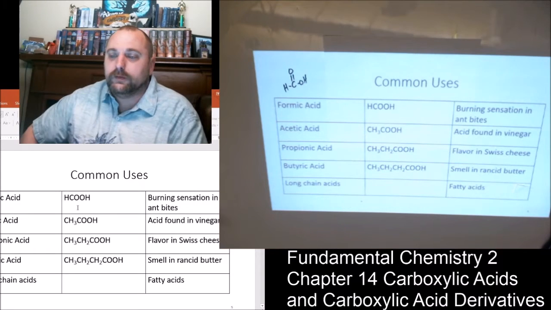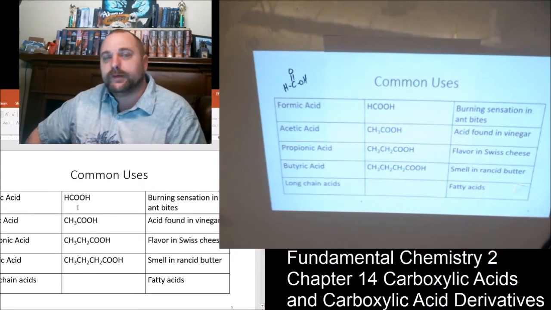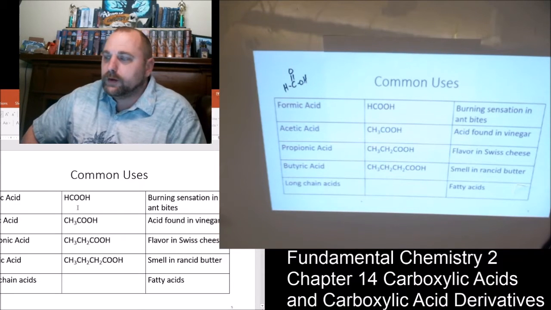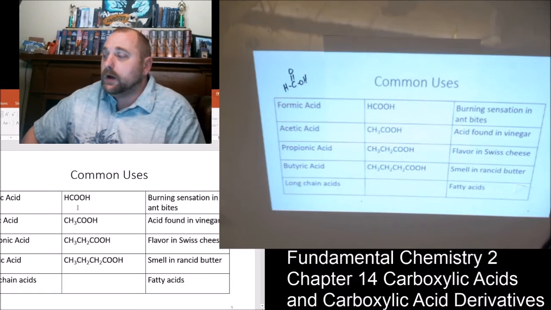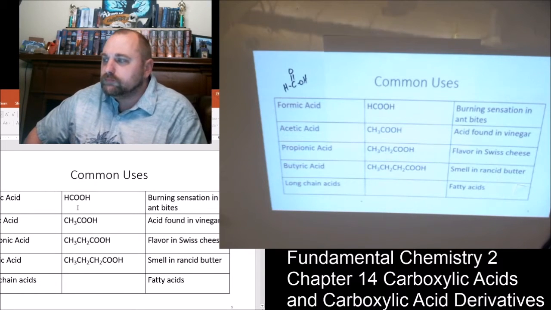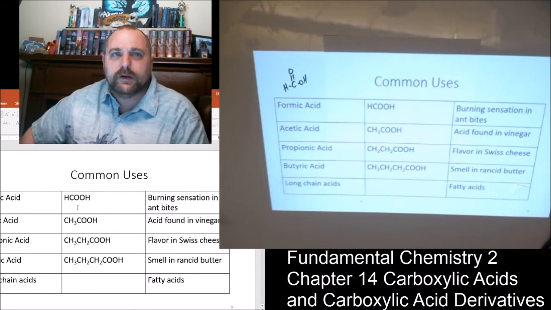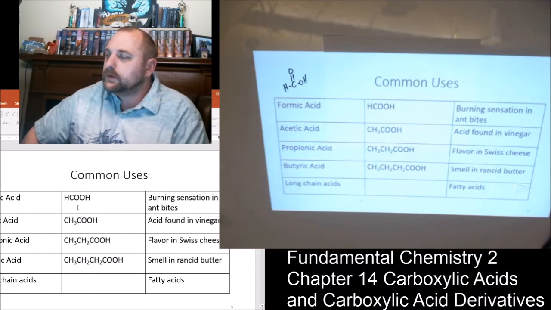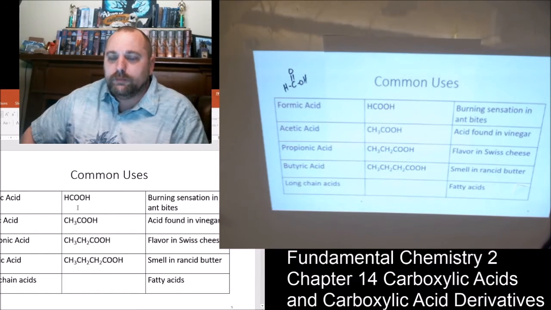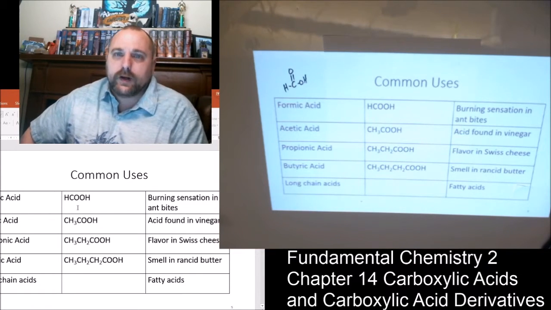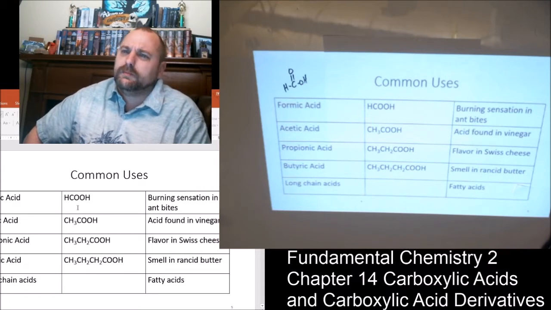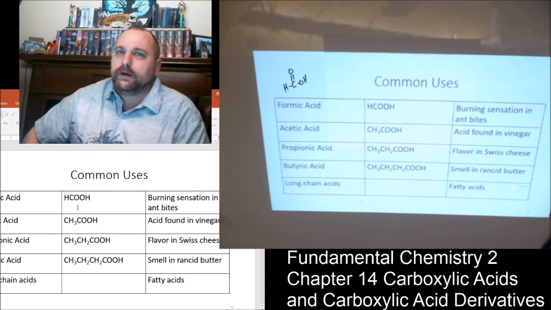Propionic acid, so notice I'm just increasing the number of carbons. Propionic acid is the flavor that is found in Swiss cheese. So many people find that pleasant. It's not unpleasant for most people. Butyric acid, though, on the other hand, is the smell that we associate with butter that has gone bad, is rancid. So not so much margarine, but man, you can really tell when regular butter has gone bad.